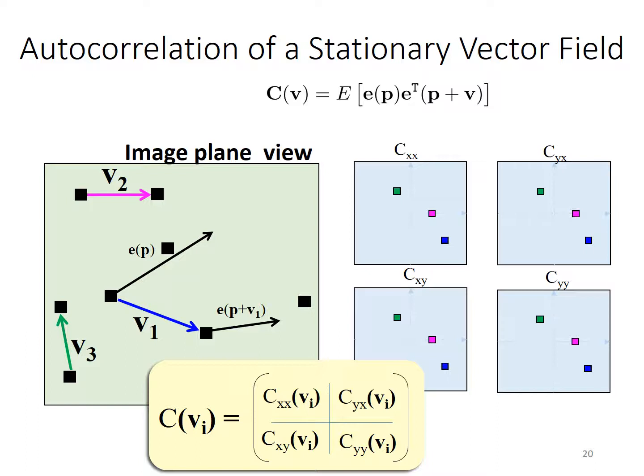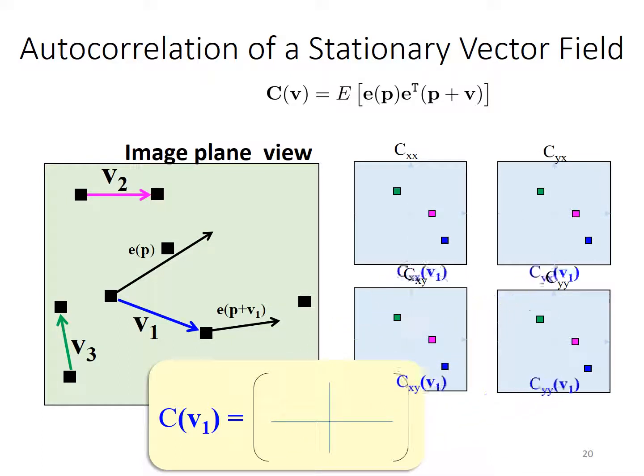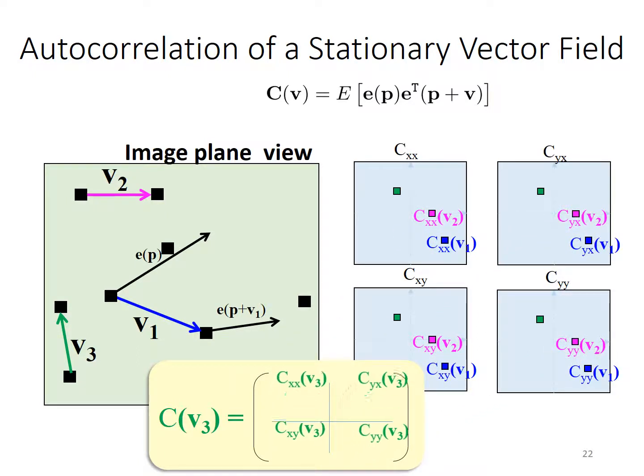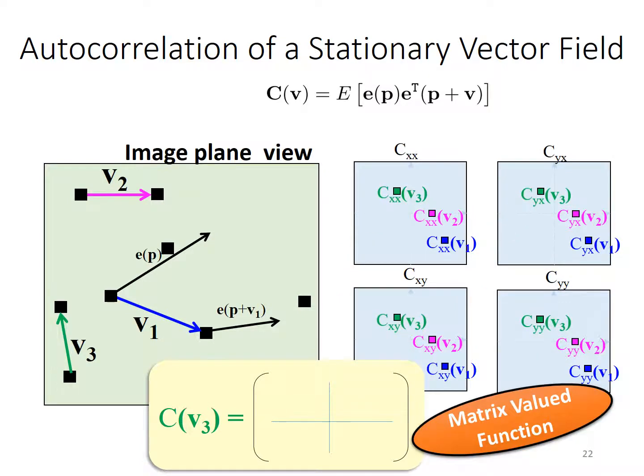Now let us look at each component of the correlation matrix. There are 4 components. Each component depends on the relative separation v. The components of v1 are mapped here. The components of v2 are mapped here. The components of v3 are mapped here. Finally, we get a matrix-valued function.